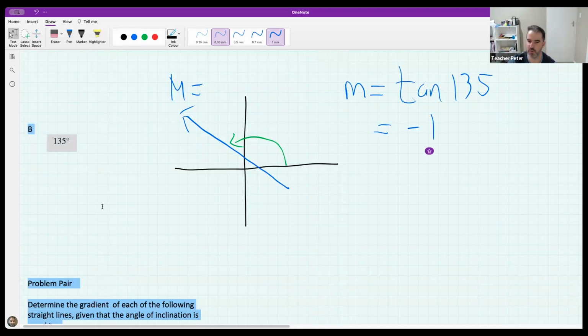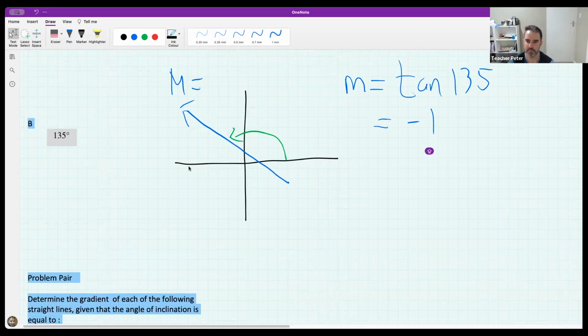Give me a happy face if you think that was quite easy. Give me a sad face if I lost you there. But so far, this angle of inclination doesn't seem too bad. Let me see the emojis for a second there. Okay.